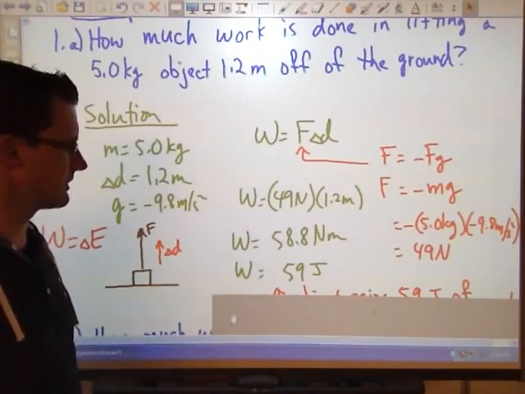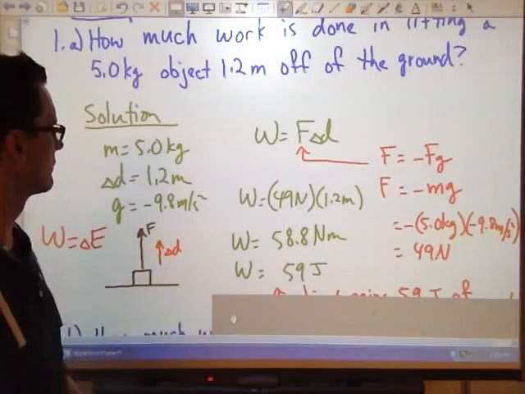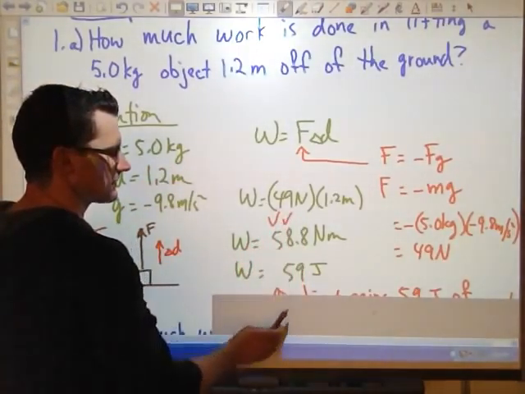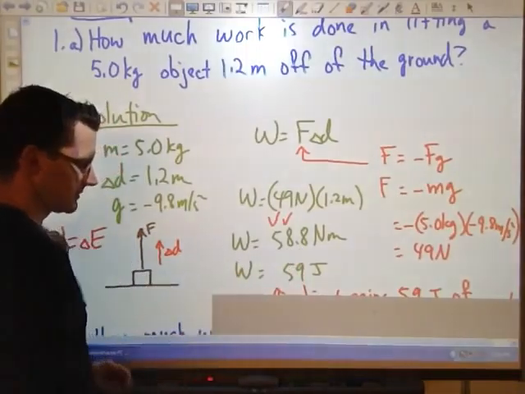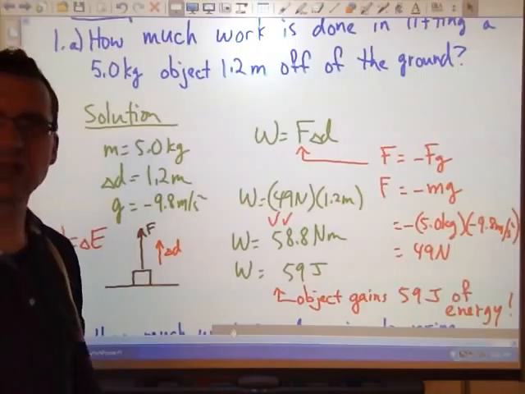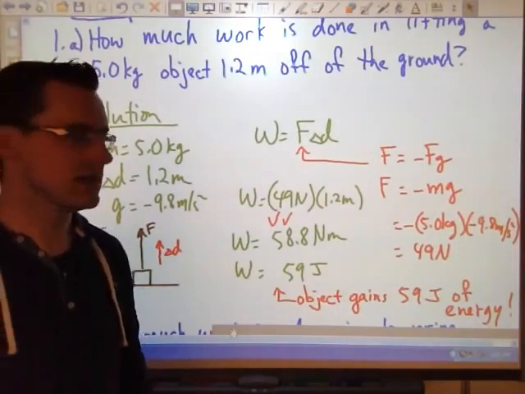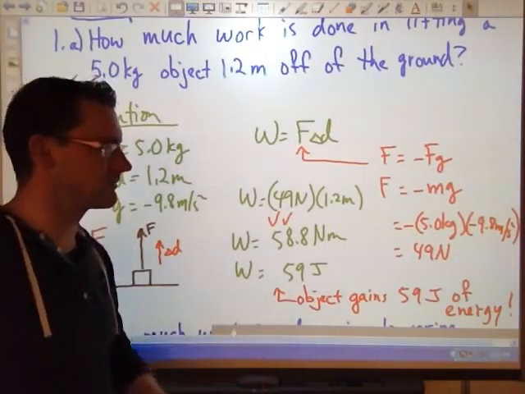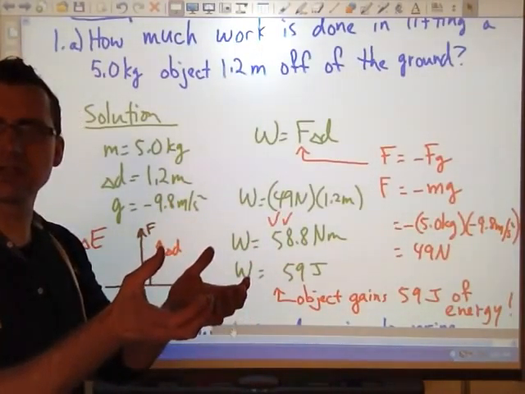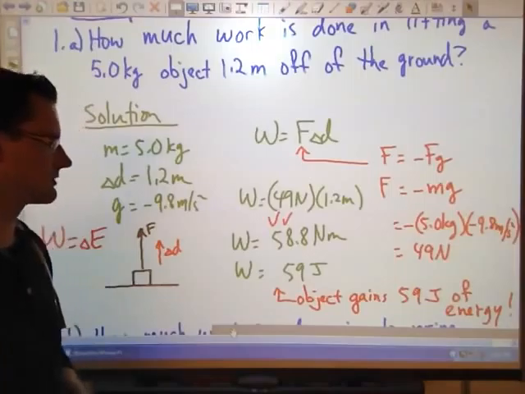So 58.8 newton meters. Of course, 2 sig figs here throughout, so 1 sig fig, 2 sig figs, that's an 8. So that gets bumped up to a 9. So 59 joules. And we can say that we get a positive answer there. So the object is gaining 59 joules of energy. You're applying 59 joules of energy, the object gains 59 joules of energy.